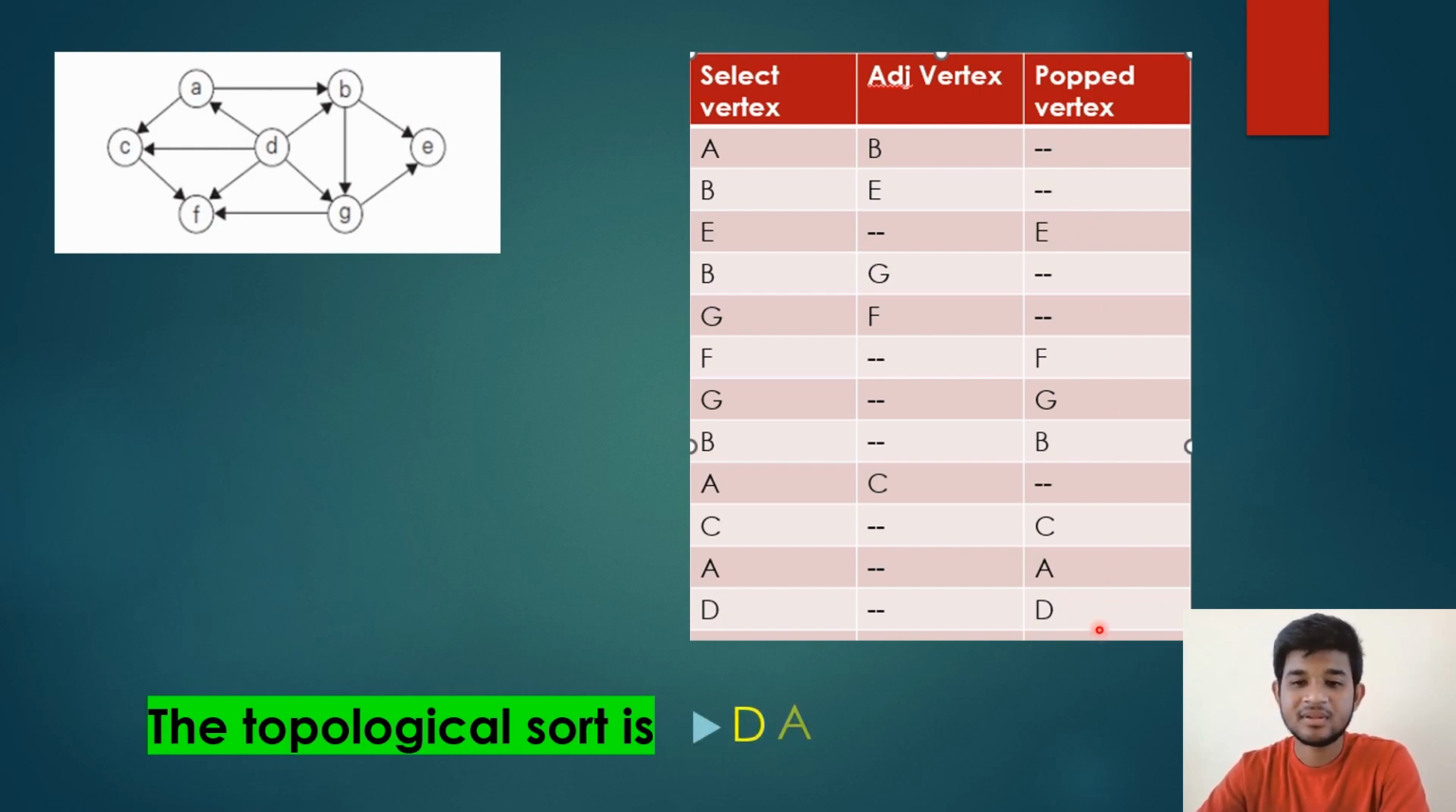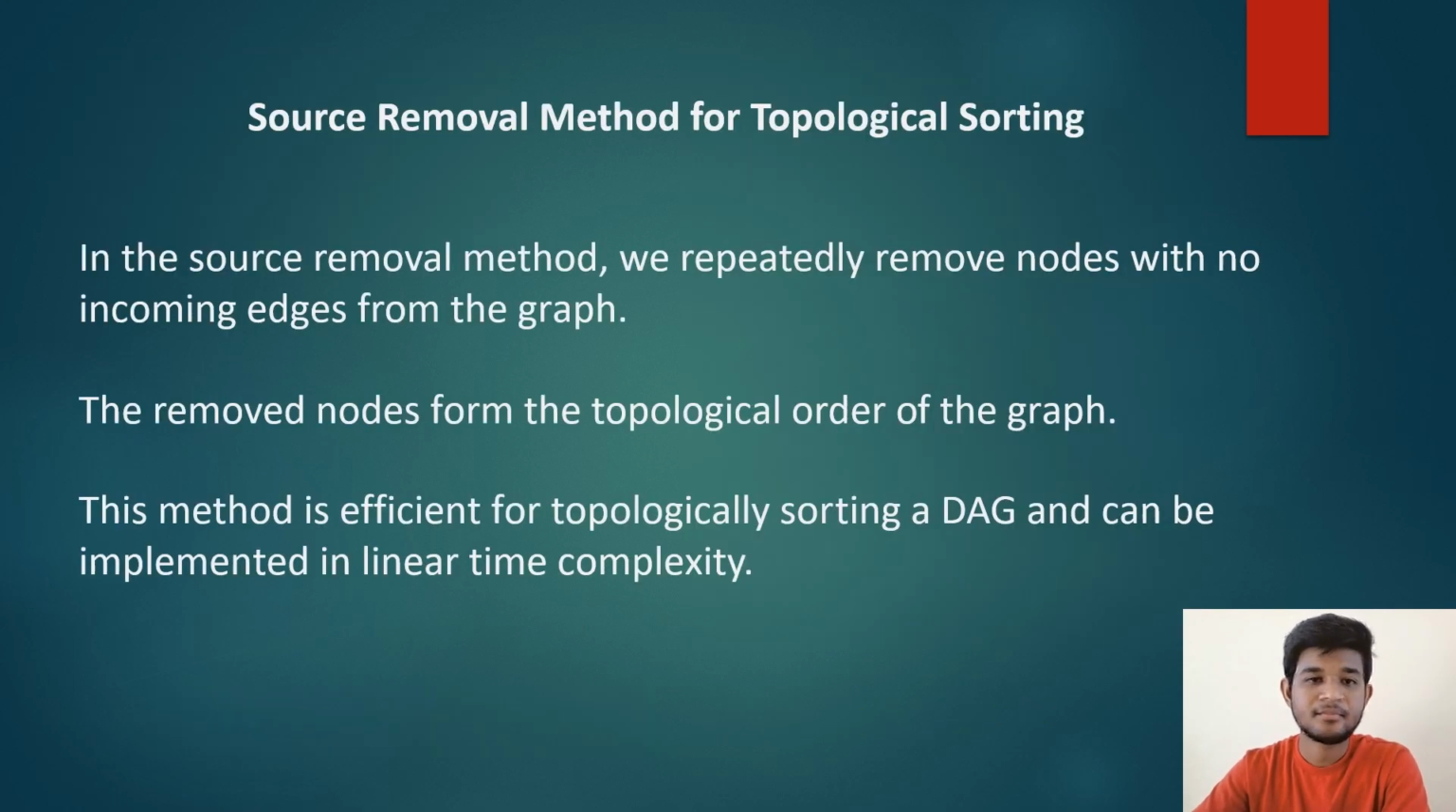That is D, A, C, B, G, F, E. Therefore, the topological sort is D, A, C, B, G, F, E. In this order, the topological sort order is obtained if we solve using the DFS method.